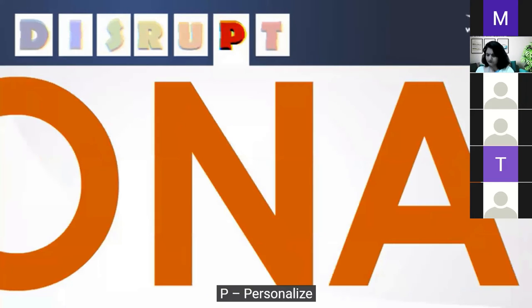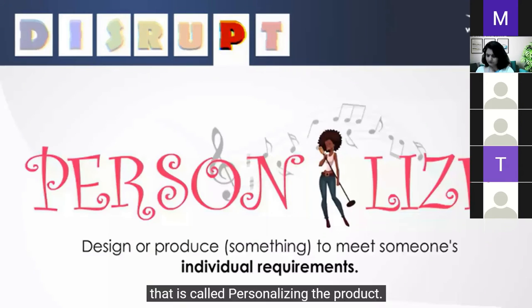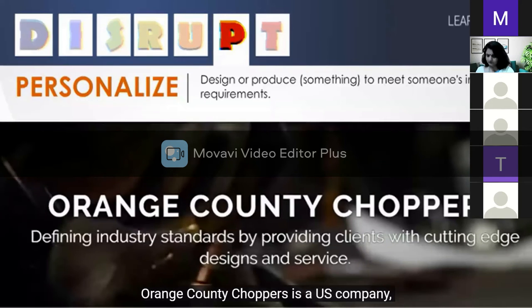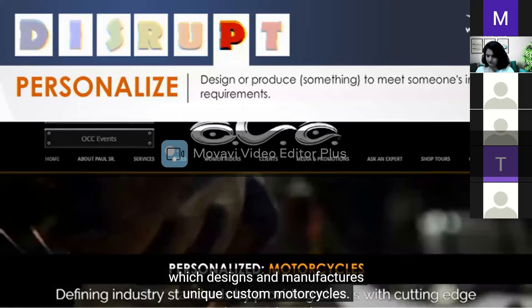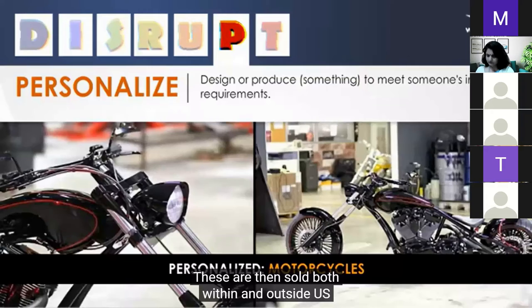P, personalize. If you design or produce something to meet someone's individual requirements, that is called personalizing the product. Orange County Choppers is a U.S. company which designs and manufactures unique custom motorcycles. These are then sold both within and outside of the U.S., and they are a well-known brand worldwide.